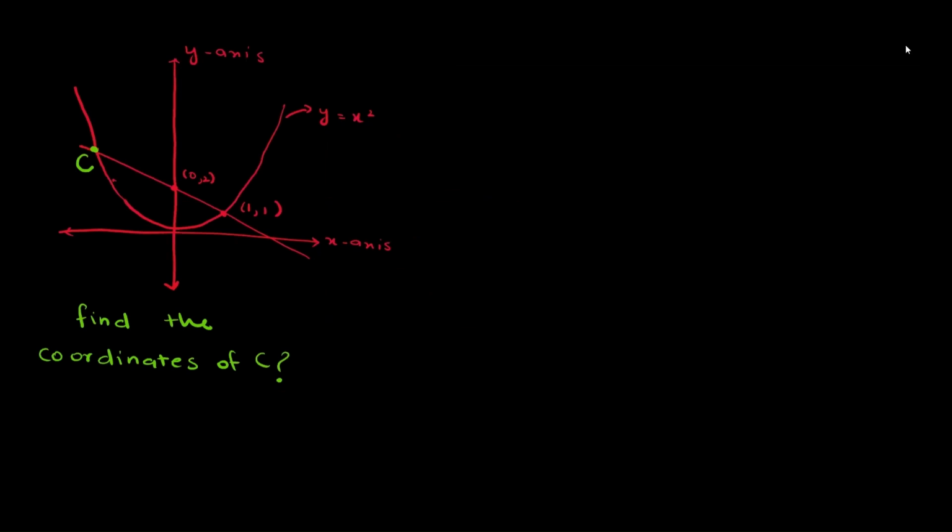In this video, we will learn how we can find the intersection between a line and a parabola, which is y equals x squared, using 2 points given on the line. So without any further ado, let's dive into the video.